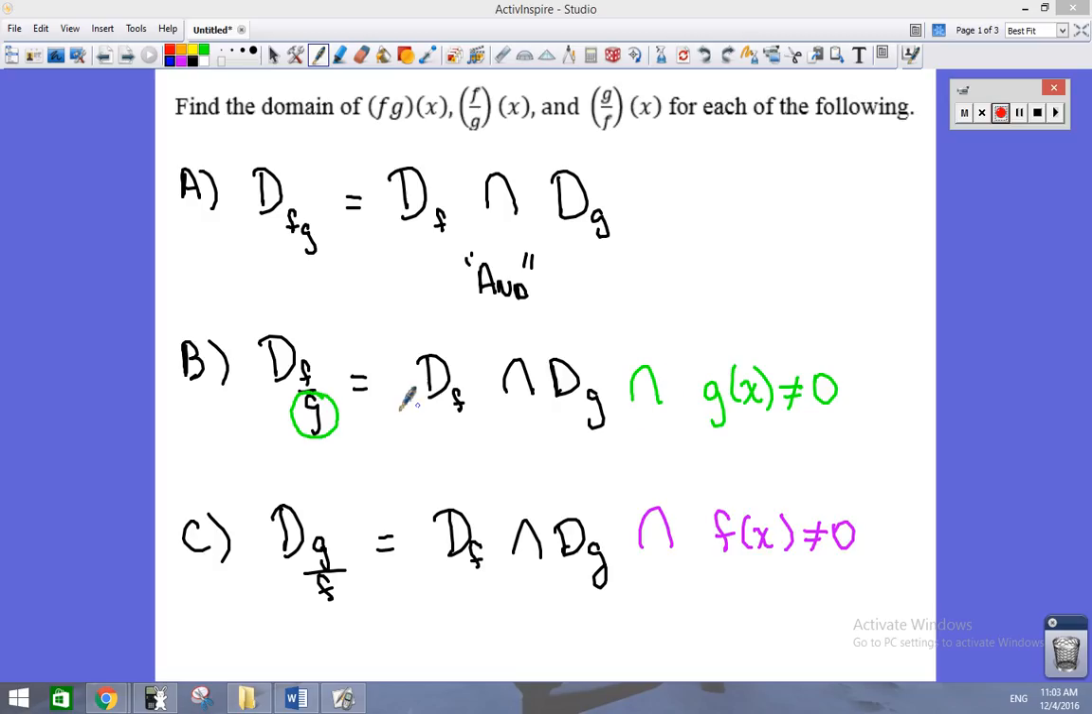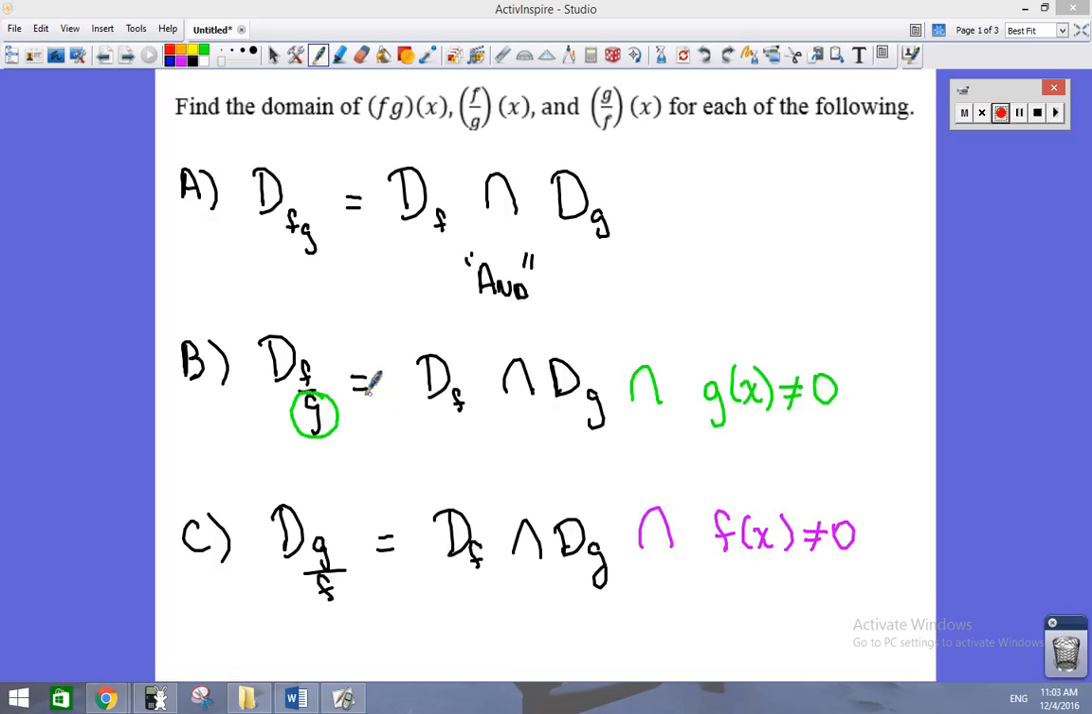Well, for f divided by g, we use that same intersection, but now we also have to include the fact that we've got a function in a denominator. And for this function in the denominator, we have to make sure that there's no values of x in the domain that would cause that function to equal 0, because it's in a denominator and we can't have a 0 in the denominator.